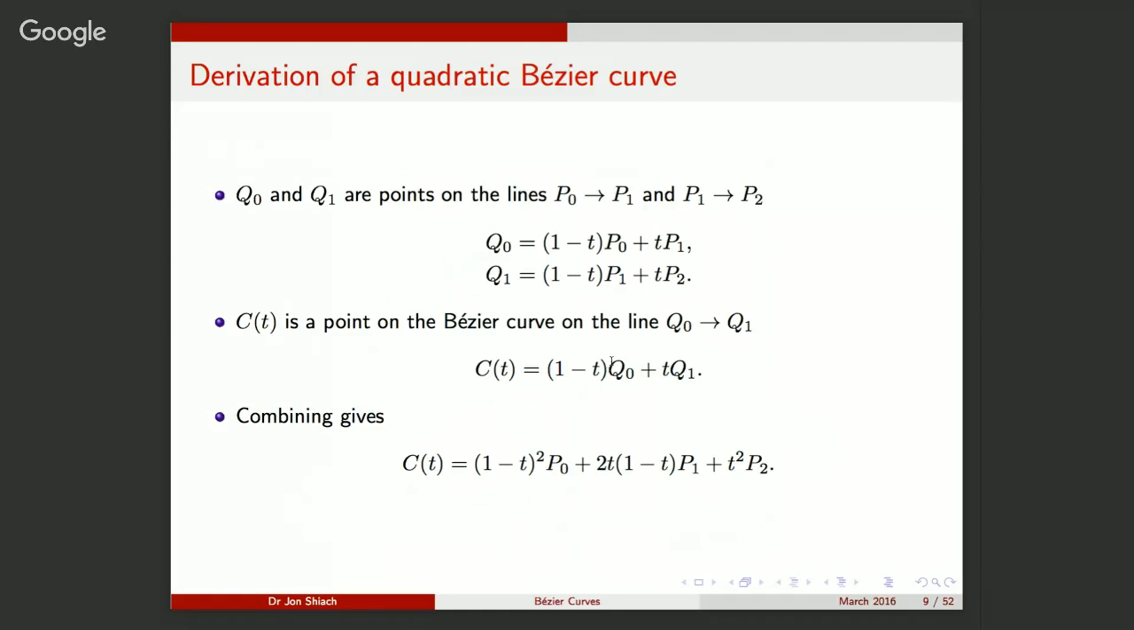And what you could do here is, instead of Q0, we can substitute this top expression in. And instead of Q1, we can substitute this bottom expression in. So if we combine those 2, do a bit of algebra, rearrangement, we get this expression. So here we have a parametric expression only involving the control points P0, P1, and P2. Notice the highest power of t is 2, which means this is a quadratic polynomial. So this is my quadratic Bezier curve.